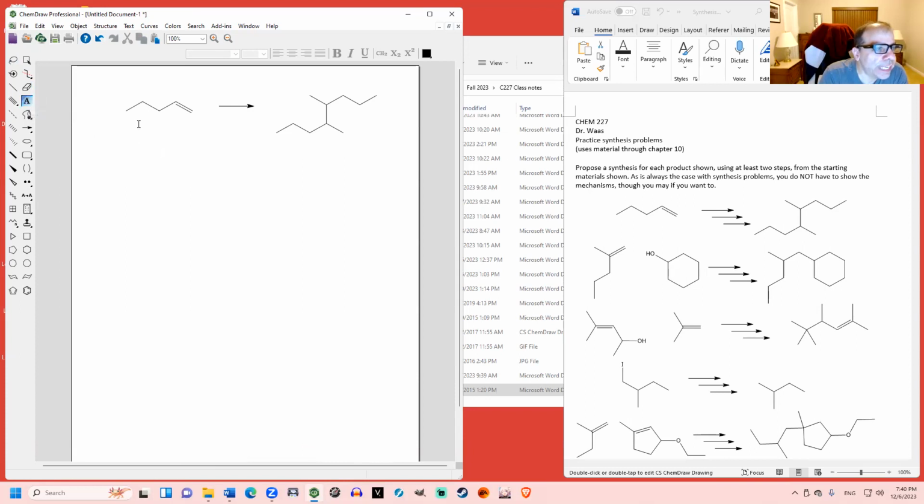So first thing we do is count carbons. This compound has 5 carbons. And this compound has 10 carbons. So somehow we've taken 2 of these compounds and connected them at this carbon. That means we need to convert the alkene to something that has an atom there that we can connect to another group.